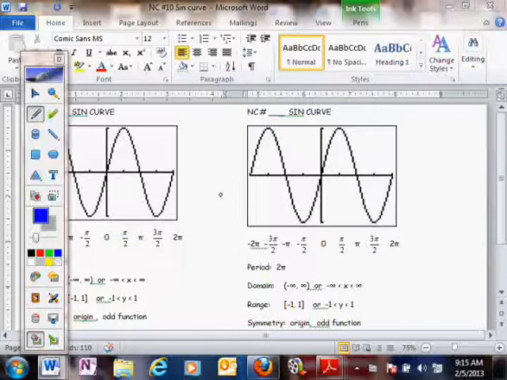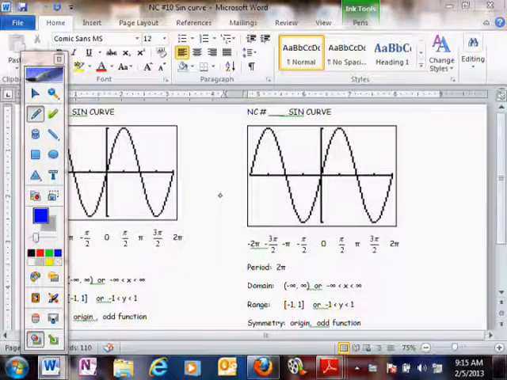Let's talk about note card 10. Actually, I'm going to try to cover note cards 10 through 14. We're going to talk about the sine curve. We're going to talk about the cosine curve. And then we're going to talk about some transformations involving those curves. We're going to talk about the vertical stretch or shrink. And then we're going to talk about the vertical and horizontal shifts.